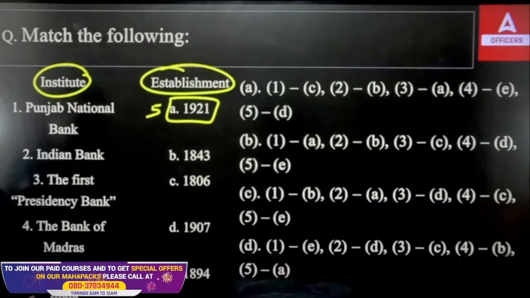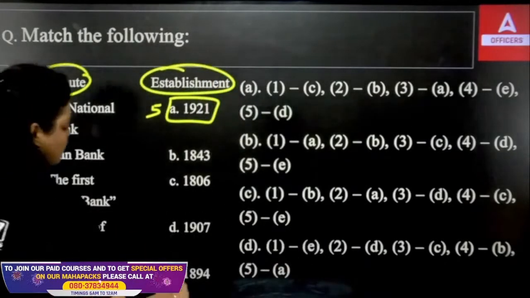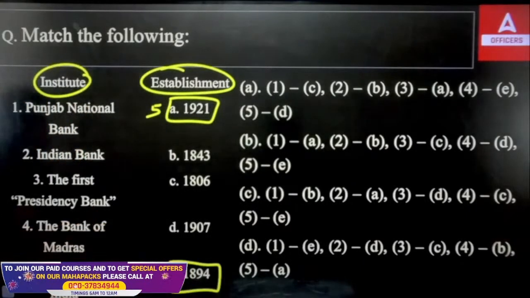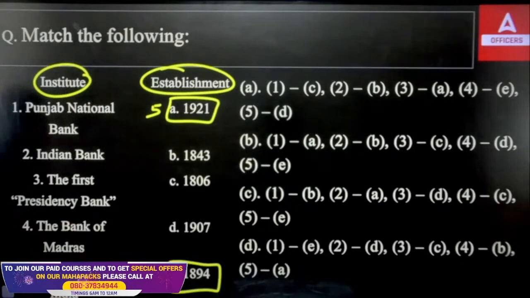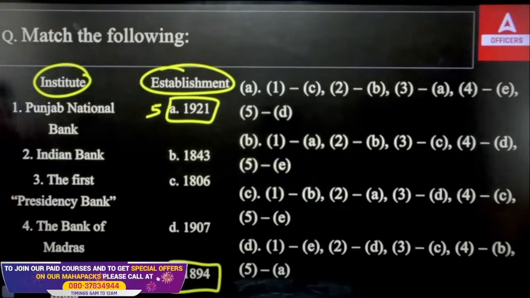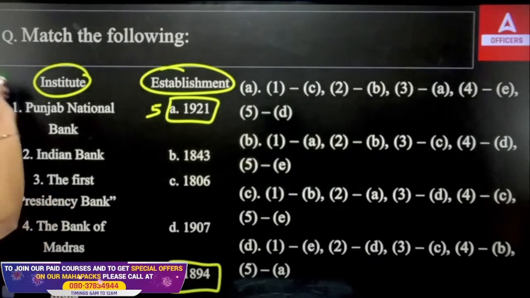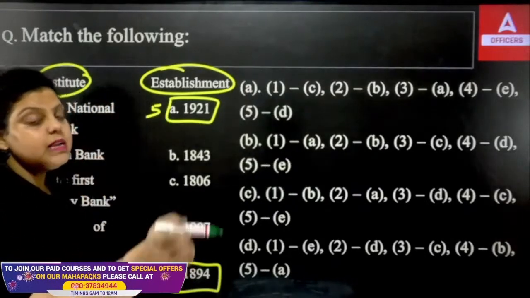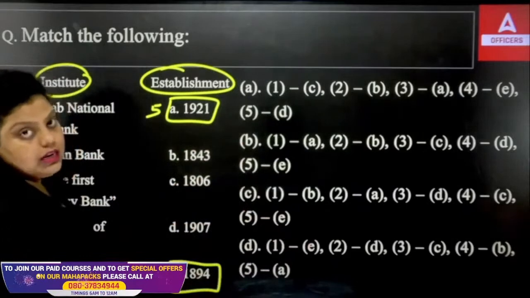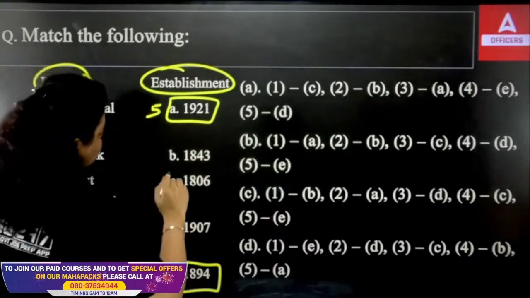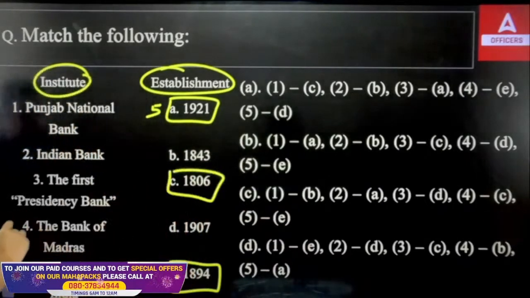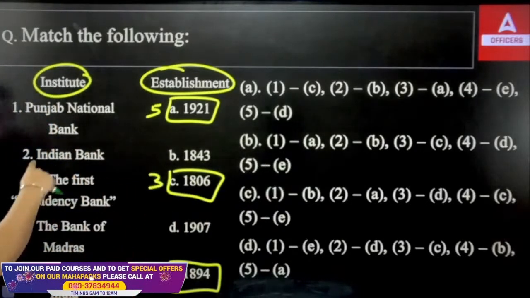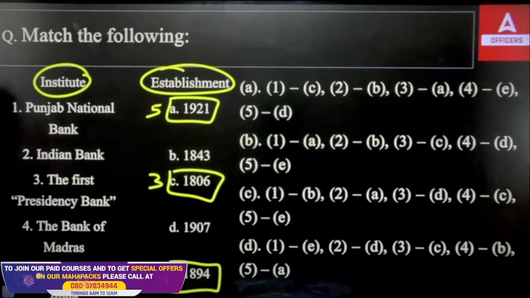Now, do I know Punjab National Bank? Yes, I do. Punjab National Bank was established in 1894. Okay, it stayed in Pakistan also after the independence for 1 year. Next, the first Presidency Bank, I even know this. The first Presidency Bank was the Bank of Calcutta, but its name was changed in 1809. That was Bank of Bengal. So it was actually established in 1806, Bank of Calcutta. So this is third. Now, I do not know the establishment of Indian Bank.